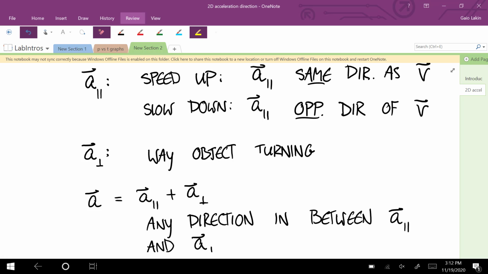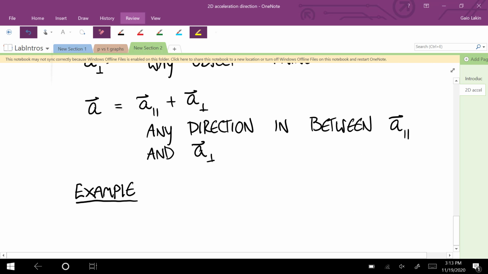And what if, on the other hand, the object is changing speed, but it's not turning? Well, then that reduces back to a one-dimensional problem. The thing is just moving along a straight line, and so all of the acceleration is just parallel to the velocity. It's either in the same direction if it's speeding up, or it's in the opposite direction if it's slowing down. And if it's not changing speed and it's not turning, then both of these are 0, and you have 0 acceleration. That's a case of constant velocity, and so the acceleration is 0.